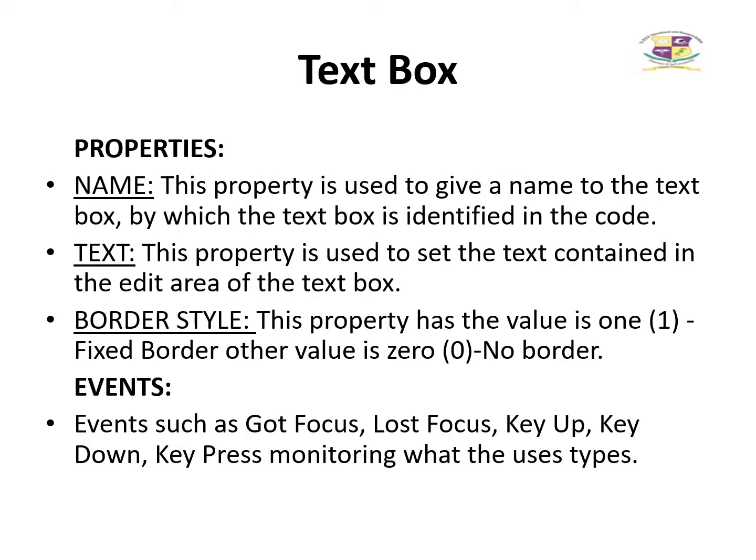Text box. The various properties and events for text box are name, text, border style. These are all the properties. Here the name is used to give the name for the text box by which the text box is identified. Next is the text, which is the edit area of the text box. It's used to set the text contained in the edit area.